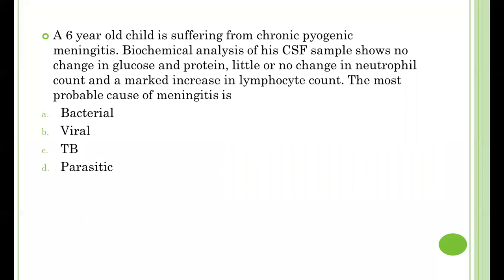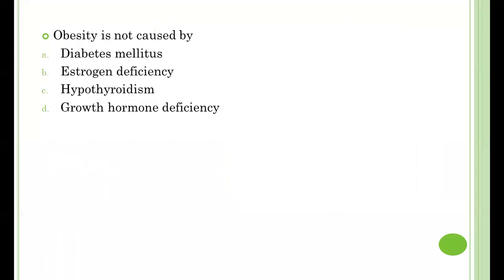A 6-year-old child is suffering from chronic pyogenic meningitis. Biochemical analysis of CSF sample shows no change in glucose and protein, little or no change in neutrophil count, and marked increase in lymphocyte count. The most probable cause of meningitis is: the options are bacterial, viral, tuberculosis, and parasitic. So the correct option is option D, viral. Moving to the next question.